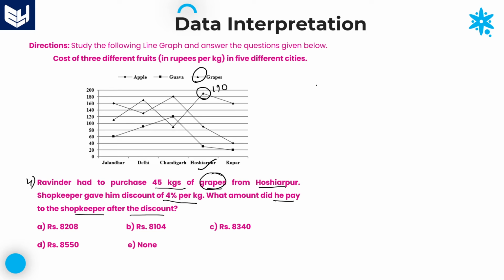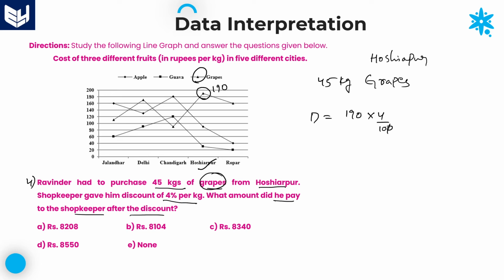Here Ravinder has to purchase 45 kgs of grapes from Hoshiarpur. So, at Hoshiarpur, the cost per kg of grapes is 190, and he was given a discount of 4%. What is the 4% value? On this 190, 4% discount is given.